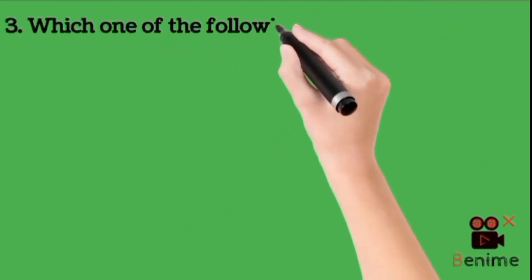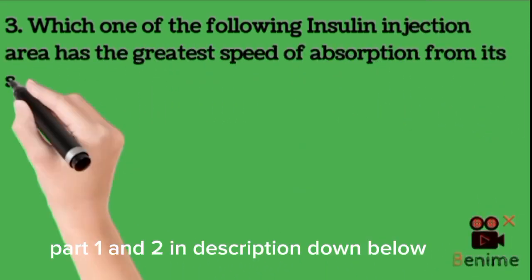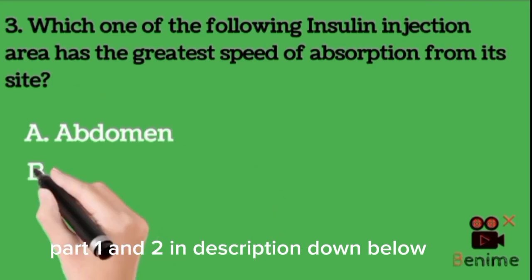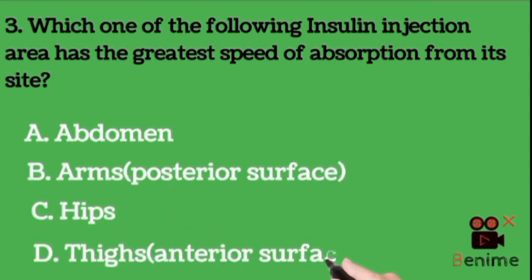3. Which one of the following insulin injection area has the greatest speed of absorption from its site? A. Abdomen. B. Arms posterior surface. C. Hips. D. Thighs anterior surface.